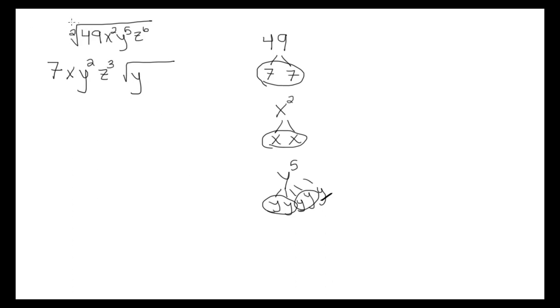Now, since I had an even root to start with, I'm going to put absolute values around each of my variables. Okay. So my answer is 7 times the absolute value of x, y squared, z cubed, times the square root of y.